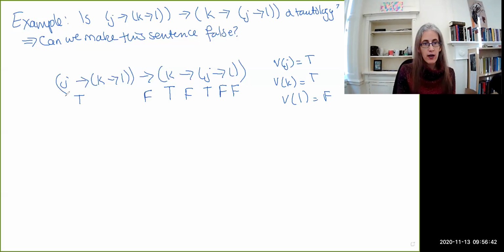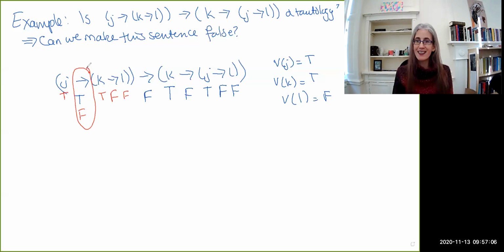But let's go back here and plug these values in and see if we still have what we need to have. So J is true, K is true, L is false. If we have an implication between something true and something false, what we have is, again, false. But then we have a true antecedent and a false consequent. So that means that this conditional here, which needed to be true, is in fact false. So can we make this sentence false? No. Is it a tautology?